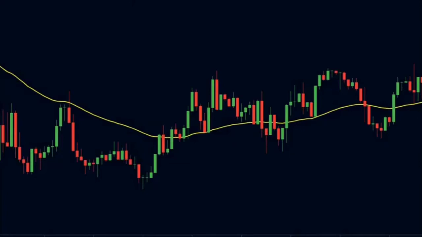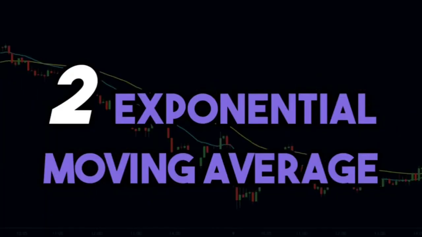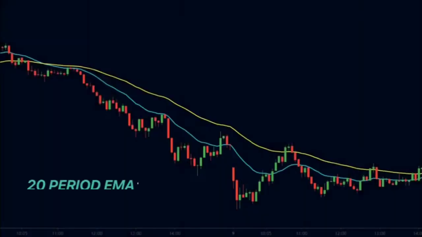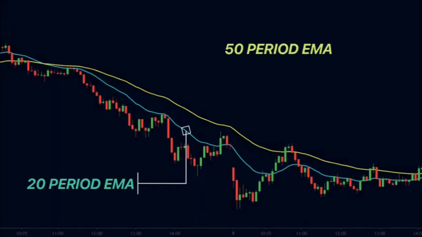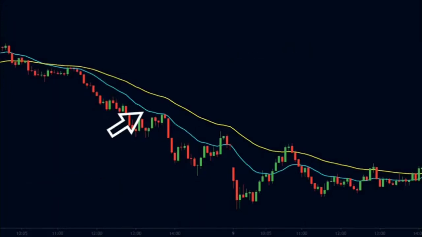In our strategy, we will use two exponential moving averages. We will use a 20-period EMA and a 50-period EMA. The 20-period EMA is blue, and the 50-period EMA will be yellow. This is the only indicator that we will use in our strategy.